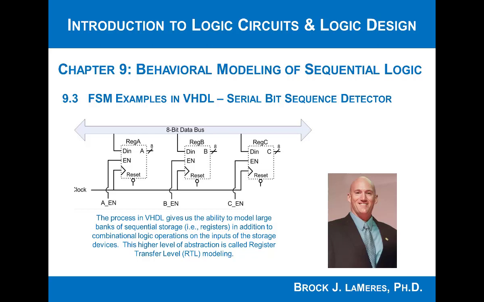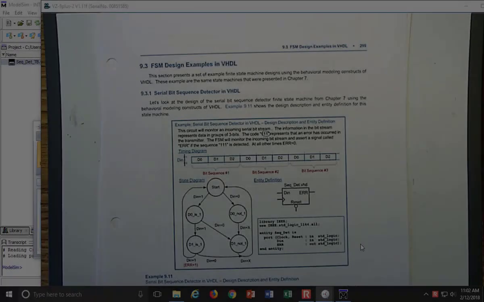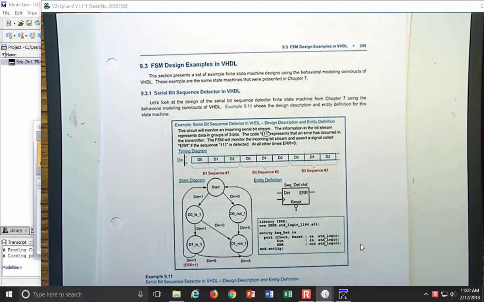So at this point, we are looking at examples of finite state machines. What we've covered so far is this whole three-process model for designing a finite state machine. Whenever you have a generic finite state machine, that's always what you do. You have one process for the state memory, one for the next state logic, and one for the output logic, and you always do it the exact same way.